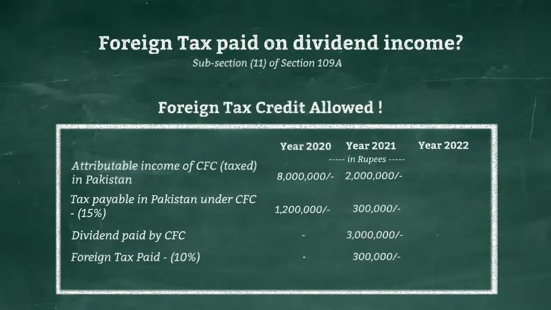In next year, 2022, let's say attributable income is Rs 5 million, the resident person shall be required to pay Rs 750,000 in tax without any foreign tax credit, as no dividend is paid during the year and no foreign tax paid. This is how the law maintains the canon of equity and allows foreign tax paid by a taxpayer on the same income in abroad.